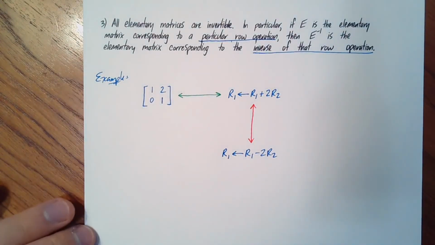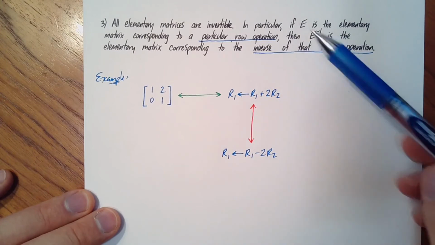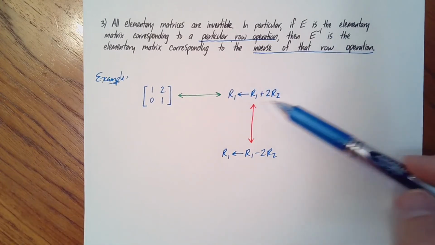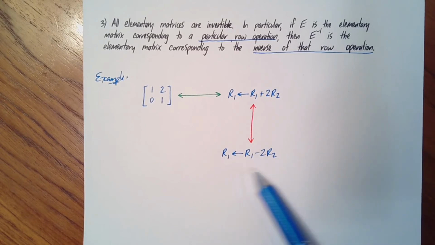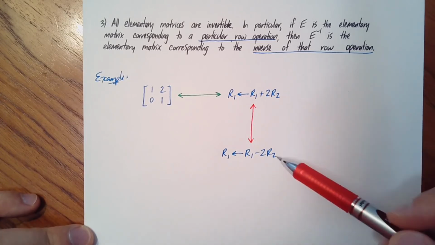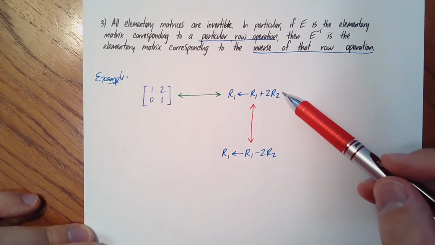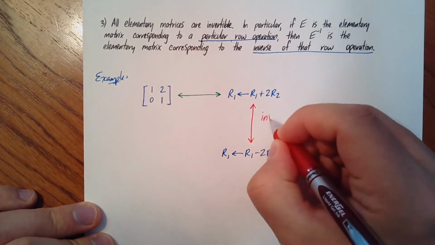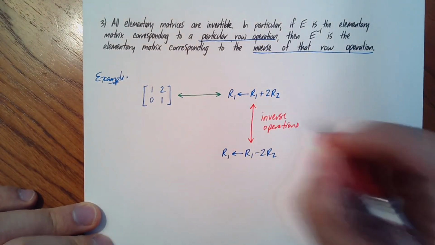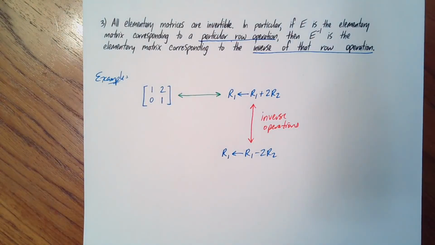They're inverse operations in the sense that if you were performing some row operations on a matrix, and you first did this operation and then immediately afterwards did this operation, they would cancel each other out. If you did this one first and then this one, it would undo the work the first one did. So these are inverse operations. That's the first thing we'll observe.